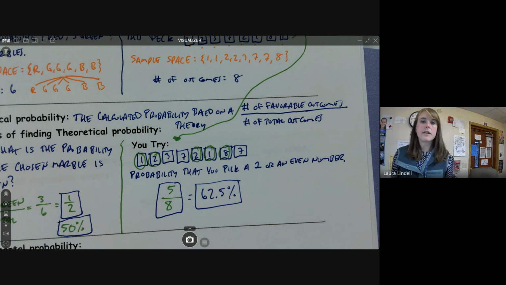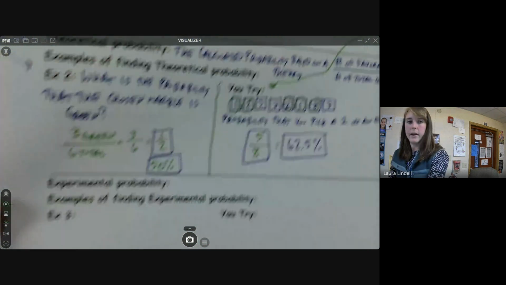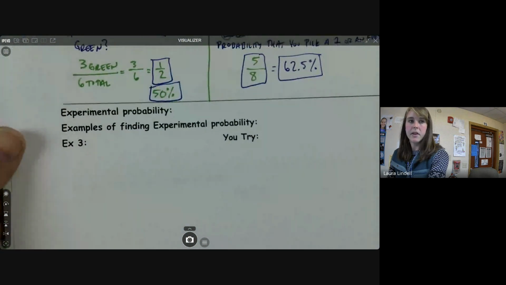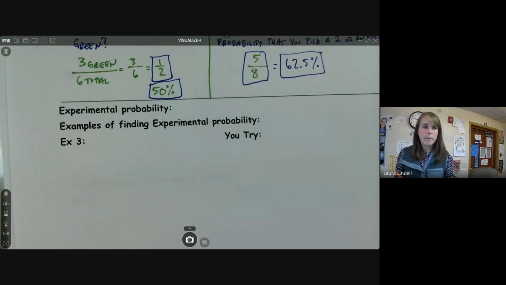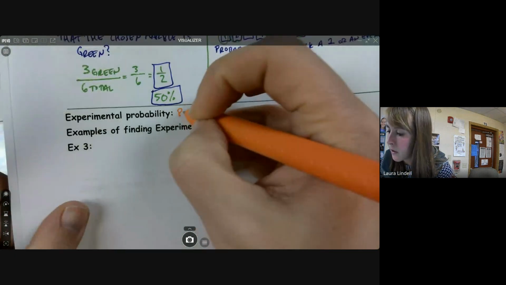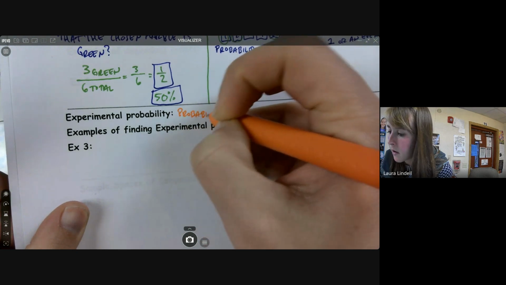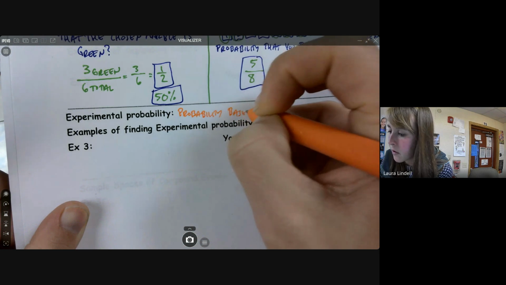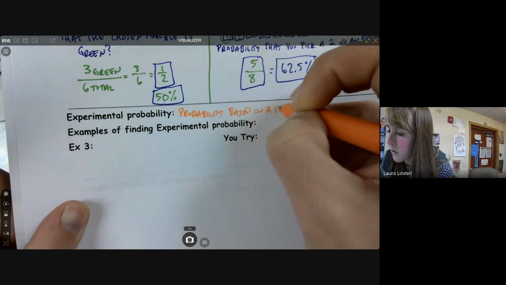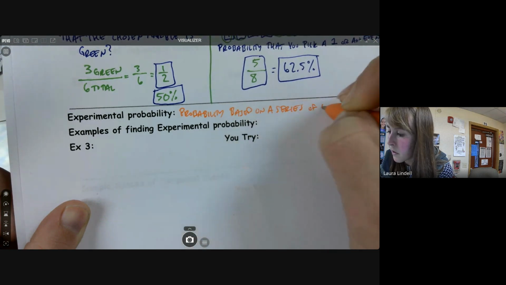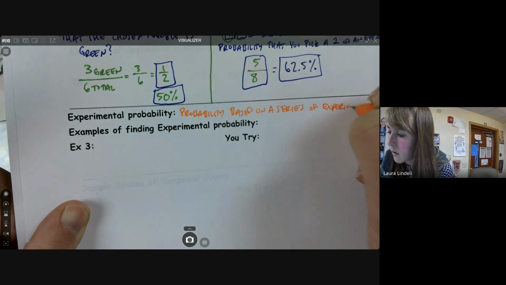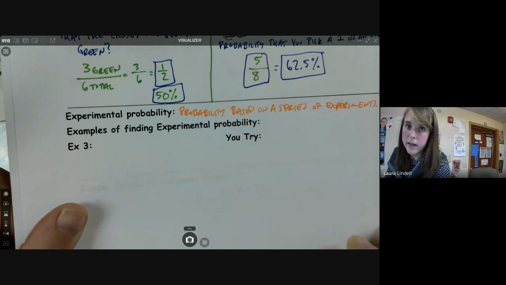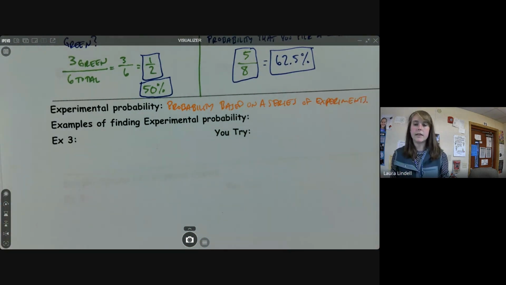The next kind that we're going to talk about is experimental probability. Okay, so experimental probability is probability based on a series of experiments, or based on kind of data you already have, kind of assuming that data is going to continue, that a trend is going to continue. All right, so some examples of experimental probability.